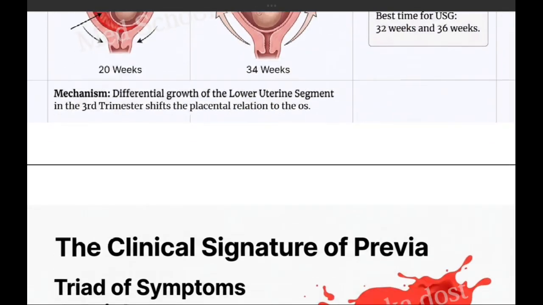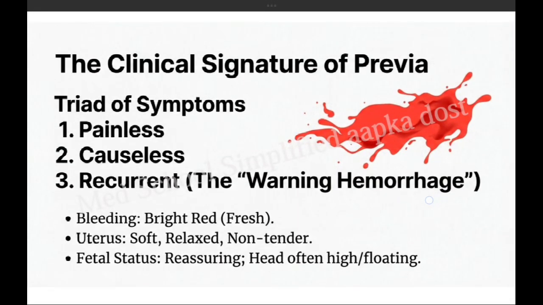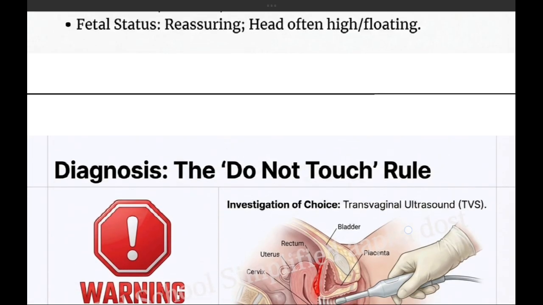Okay, now the clinical signature of previa. There is a triad of symptoms. It's painless, it's causeless, and it's recurrent. Because it's recurrent, we call it the warning hemorrhage. The bleeding is bright red, which means it's a fresh bleed. The uterus on palpation feels soft, relaxed and non-tender. The fetal status is reassuring, head often high or floating.